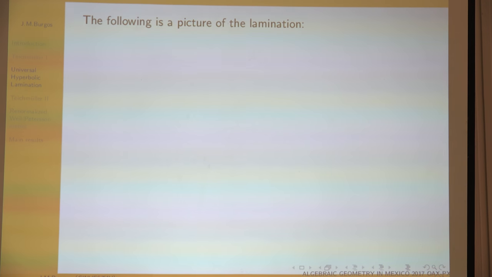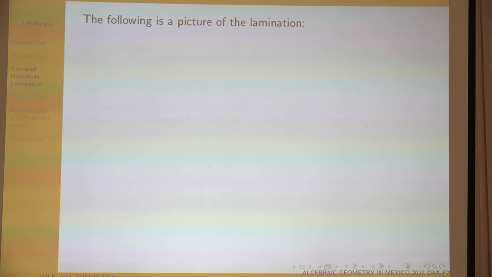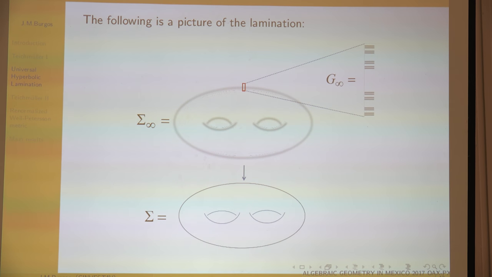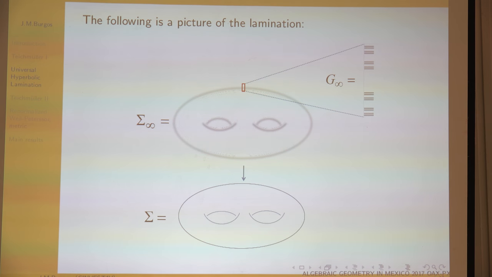And the following is a picture you should have in mind of the lamination. I like to think of the hyperbolic lamination as a borrowed genus 2 surface with fiber the Cantor set G infinity. If you zoom in on that fuzzy curve, you see the Cantor set. But the monodromy of the lamination is the group structure of the profinite completion.